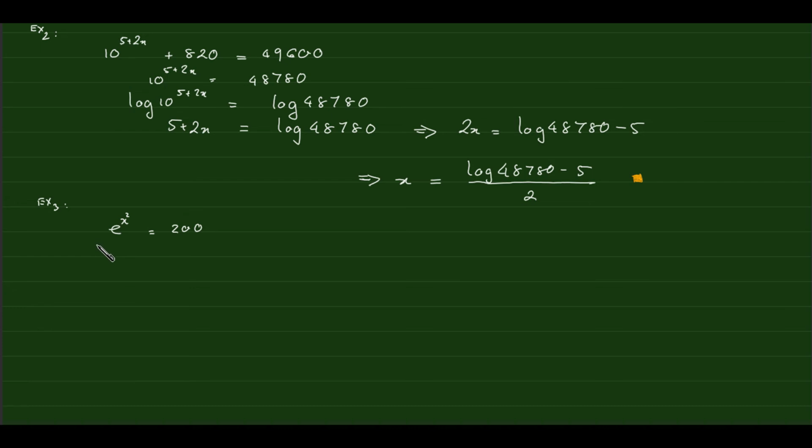So I'm gonna take natural log both sides. So I'm gonna do ln of e raised to the x squared equal ln 200. So the exponent over here is x squared, I can drop it down. ln of e equal 1. So I have x squared equal to ln 200. Then from here, we will have x equal plus minus square root of ln 200.